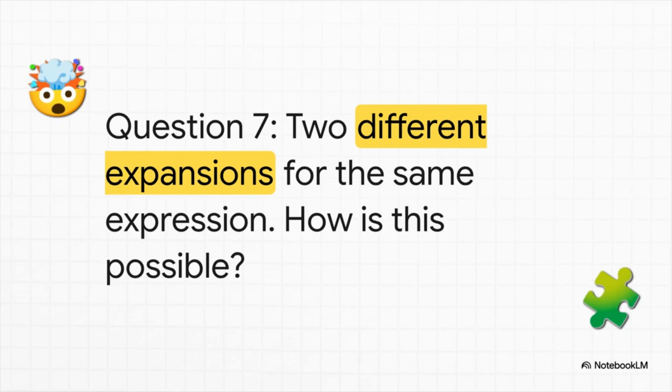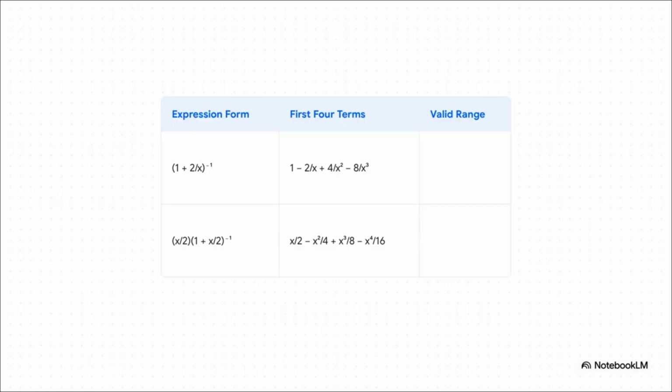Okay, this next one is a bit of a puzzle. It's really interesting. We have a situation where a single algebraic expression can give you two expansions that look totally different from each other. So how on earth is that possible? Let's dive in. And the answer, the whole secret, is in the validity range.